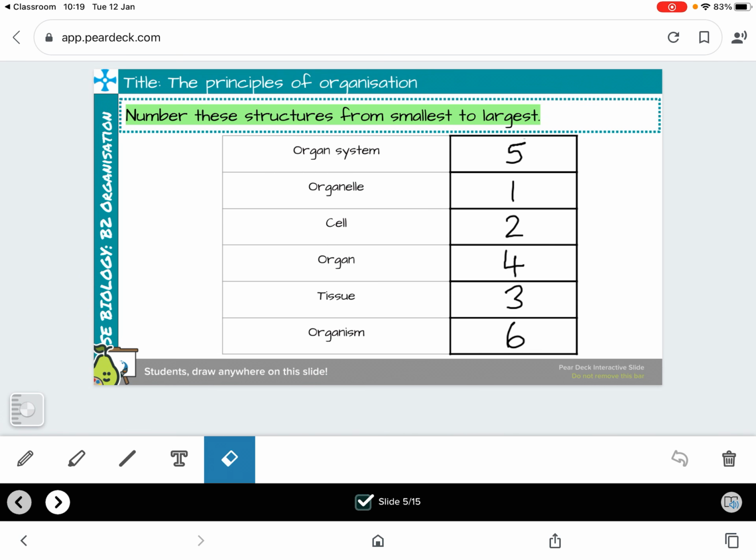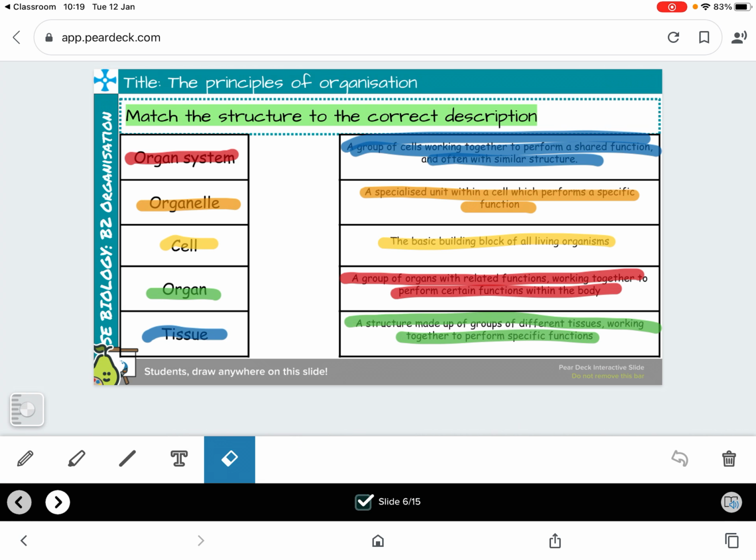So I asked you to number these structures from the smallest to the largest. So the smallest one is an organelle, the parts that make up the cell. Then a cell. Cells make tissues, which is number 3. Tissues make organs, which is number 4. Organs make organ systems, which is number 5. And organ systems make organisms. So that was the order of those numbers.